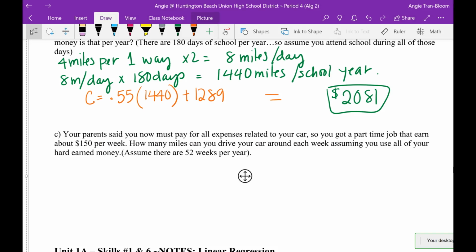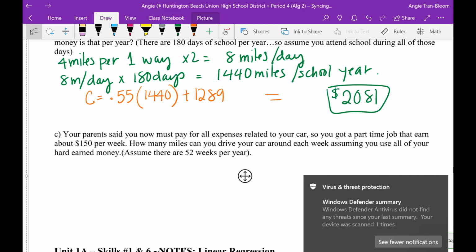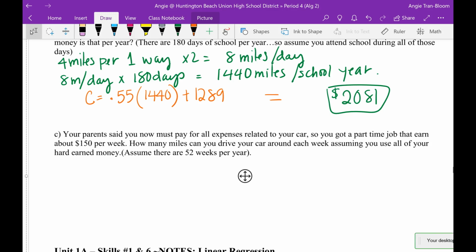So if you get paid $150 per week, assuming taxes are taken out, how many miles can you drive your car around each week, assuming you use all of your hard-earned money every week just to drive around town? So what would you get? Remember, the equation was per year, but this one is asking per week, which is slightly different. So how would you attack this?